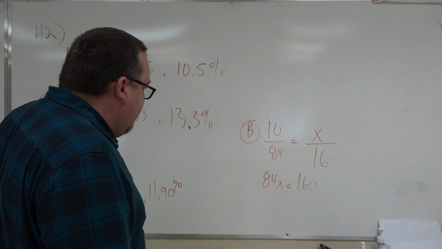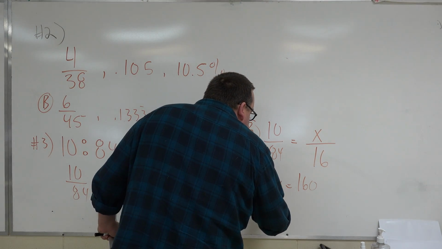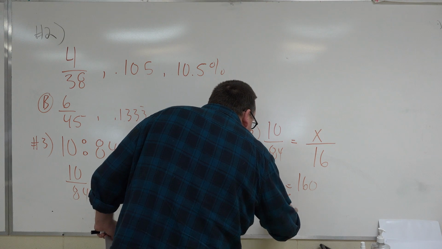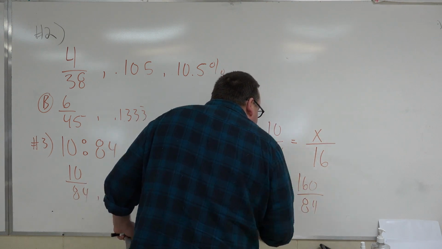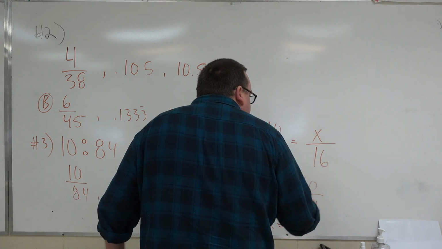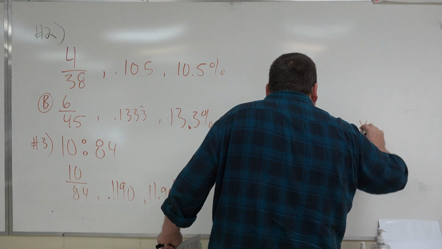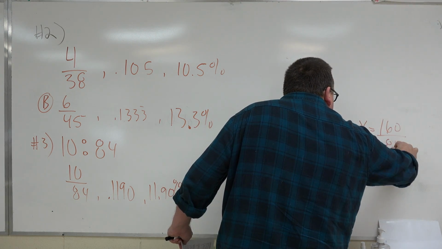Now we need to get the x by itself. It becomes like an algebra question. How do we get the x by itself? Well, if it's multiplying by 84 here, we're going to divide by 84 on both sides. What it does is it eliminates the 84 here, leaving us with x equals whatever 160 divided by 84 would give us.